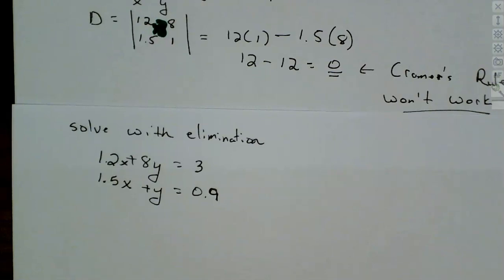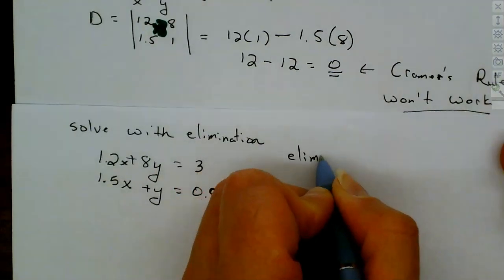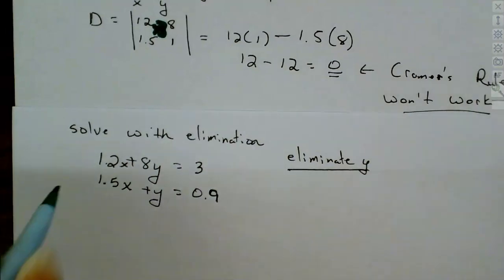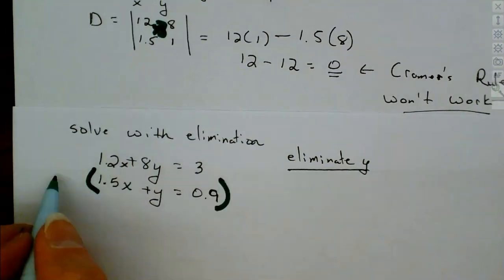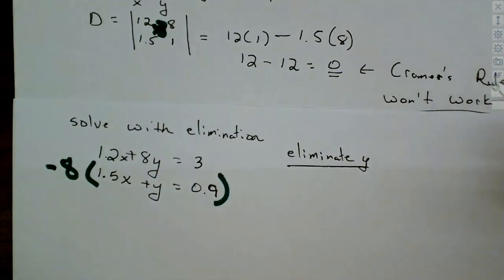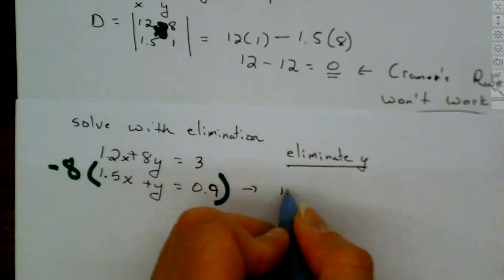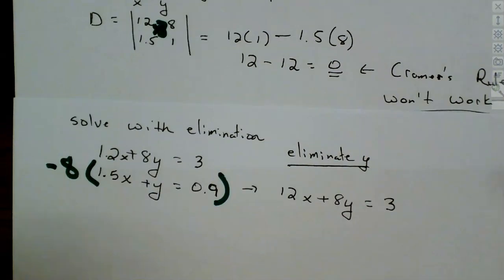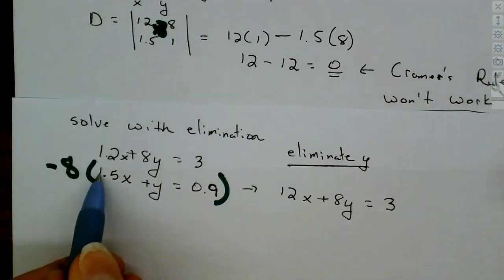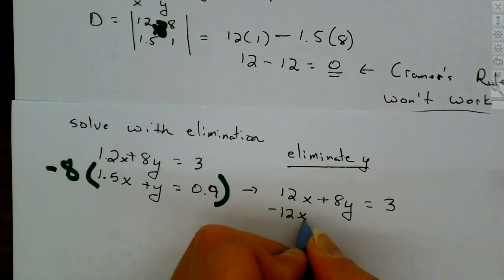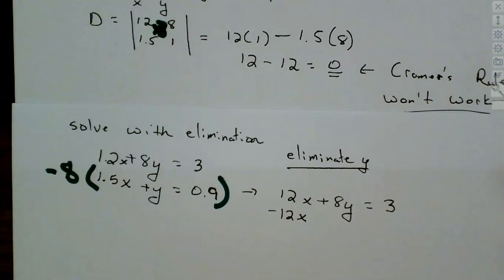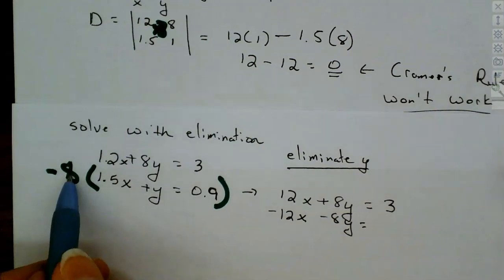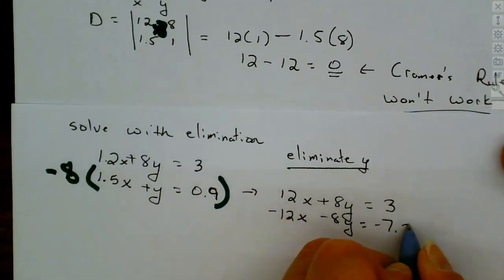If I want to eliminate the y, which is probably the easiest, what would you multiply the second equation by to get rid of the y? Minus 8. And what's going to happen when I do that? I get 12x plus 8y equals 3. That stays the same. Negative 8 times 1.5, use a calculator, negative 12x, isn't it? Negative 8 times y, that's a negative 8y. And negative 8 times 0.9, that's a minus 7.2.